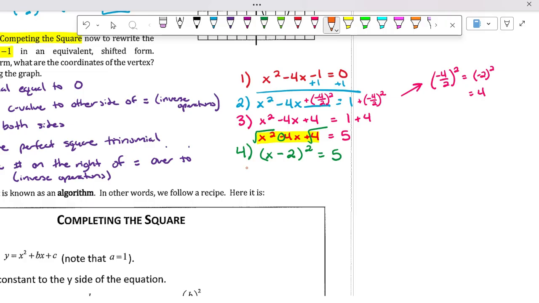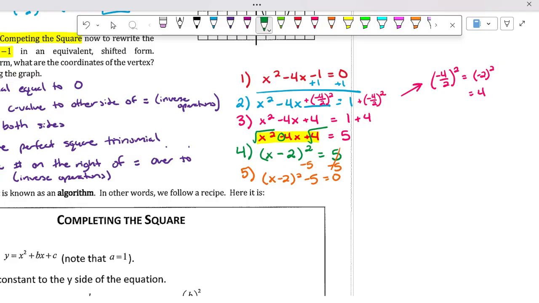My last step is to move this 5 over to the other side. So how do I do that? Subtract it. So this will be x minus 2 squared minus 5. We do not combine the 5 with the 2 because of that parentheses. The parentheses and the square mean we can't touch what's inside those parentheses anymore. So the 5 just goes on the outside, still equal to 0.